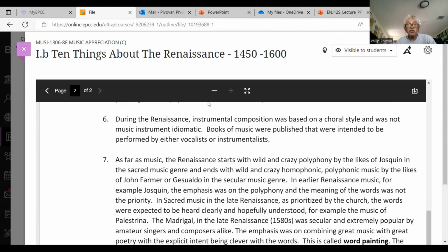So the same music, right? Books of music were printed and they were expected to be performed by instruments or voices. There wasn't a separate book written for instruments.